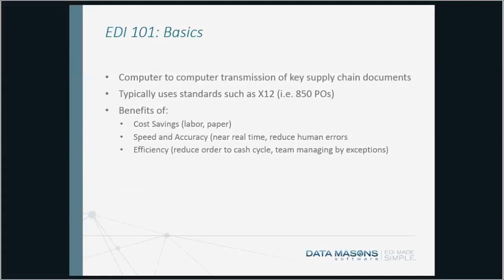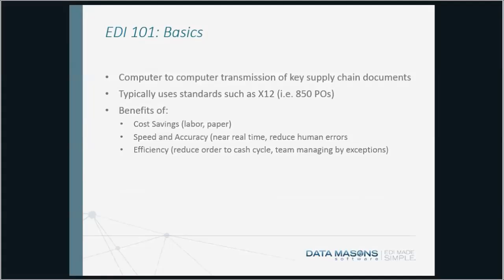As far as EDI, at its most basic definition, electronic data interchange is really the computer-to-computer transmission of key supply chain documents. Typically when someone says the words EDI to you, they're often implying a standard such as, here in North America, X12, i.e. you may hear things like 850 purchase order, 856 advanced ship notices, but it could also mean other standards. Internationally, you'll have things like EDIFACT, Tradacoms, and then you also have some of the substandards like VICS, UCS, depending on what industries you're in.